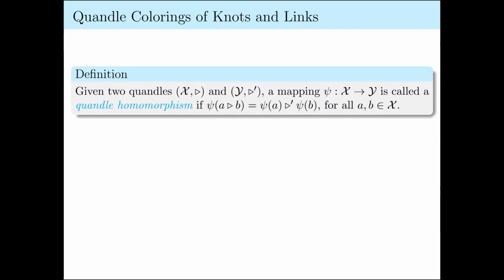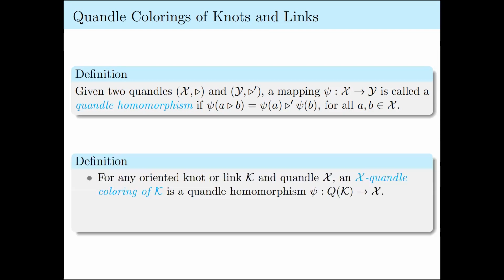Now that we have 2 examples of quandles, we might consider how they interact with each other. So given 2 quandles, X with triangle and Y with triangle prime, a mapping psi from X to Y is called a quandle homomorphism if psi of A triangle B is equal to psi of A triangle prime psi of B. A special quandle homomorphism is a coloring. For any oriented knot or link K and quandle X, an X quandle coloring of K is a quandle homomorphism that simply uses the fundamental quandle of K as its domain.